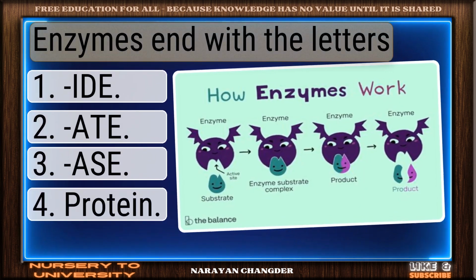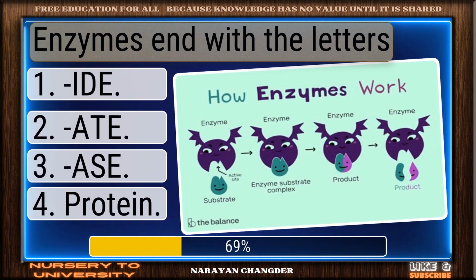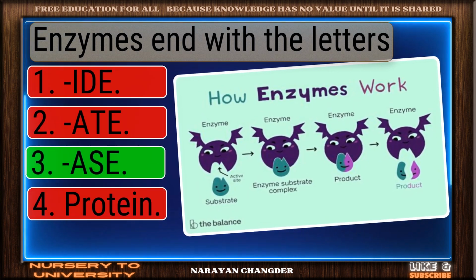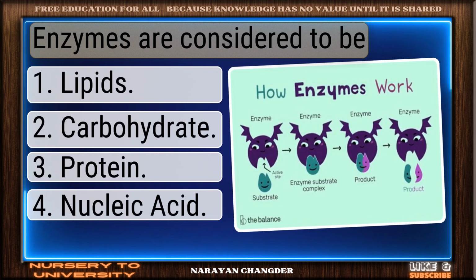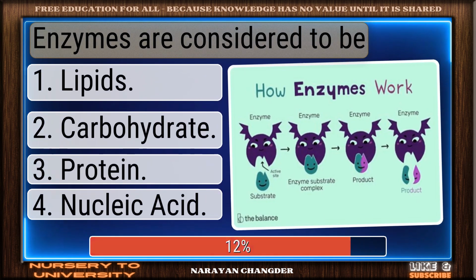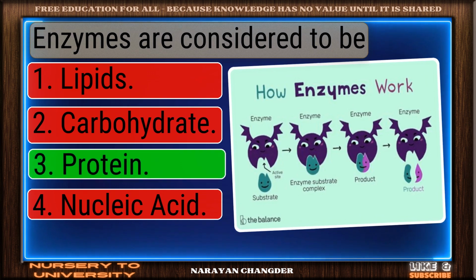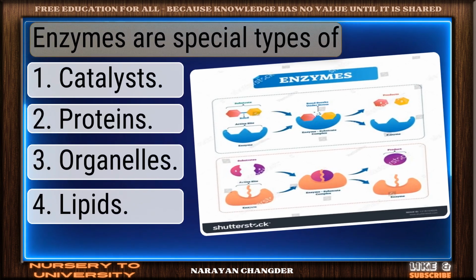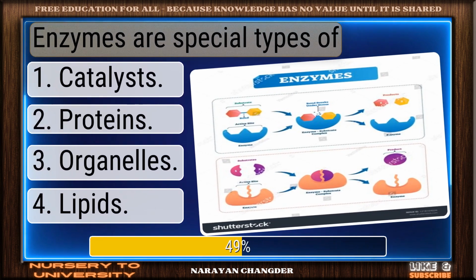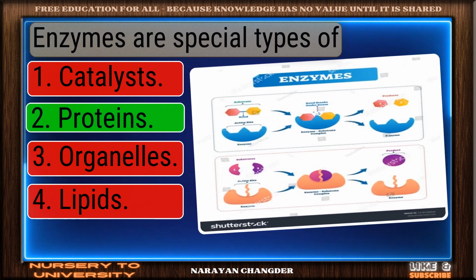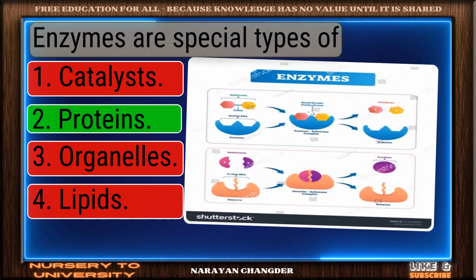Enzymes end with the letters. Valid point. Ace is true. Enzymes are considered to be. Right choice. Protein is best. Enzymes are special types of. Solid response. Proteins is valid.